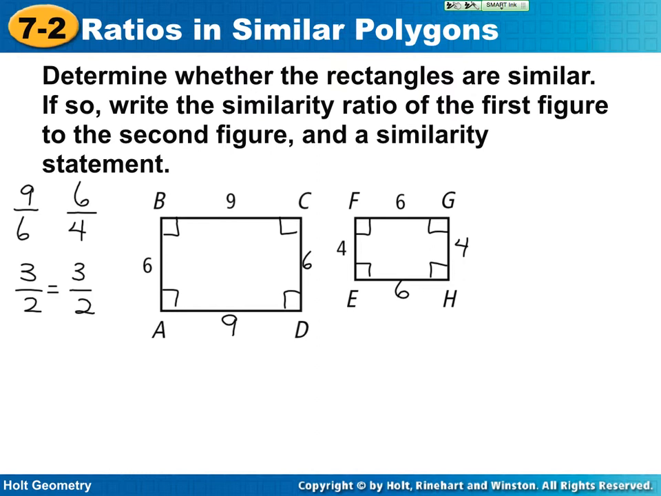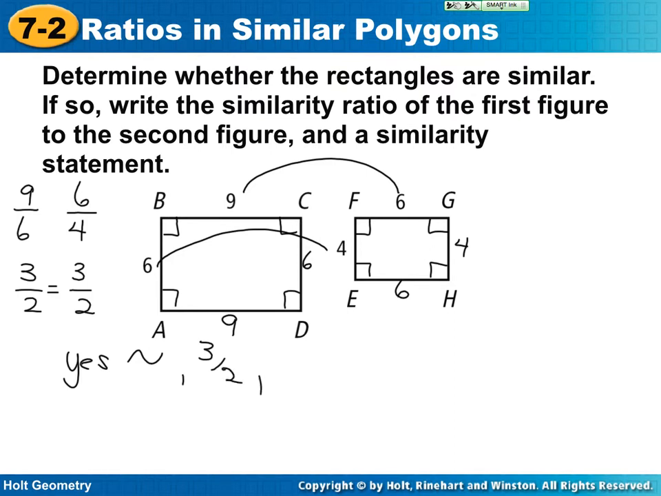Technically you are testing all sides because you got some that are equal there. So I think we got similar figures. So yes, they're similar. Now what do we need to do? Write the similarity ratio of the first figure to the second figure. Is that what I did here? Was this first figure to second figure? Yes. It wasn't this 6, it was this 6. I was comparing these two, and I was comparing these two. So my similarity ratio, when I reduce it, is 3 to 2.